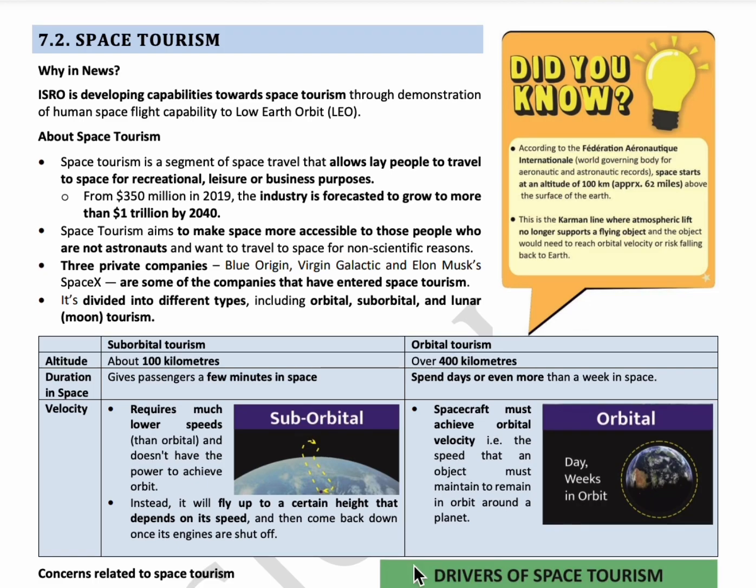As per the Fédération Aéronautique Internationale, which is a governing body for aeronautics and astronautics records, space starts at an altitude of 100 kilometers above the surface of the earth called the Kármán line. So at that point, the space doesn't support any flying objects. Next, initiatives of India towards the space tourism are, first is Gaganyaan mission and the other one is Indian National Space Promotion and Authorization Center, IN-SPACe.